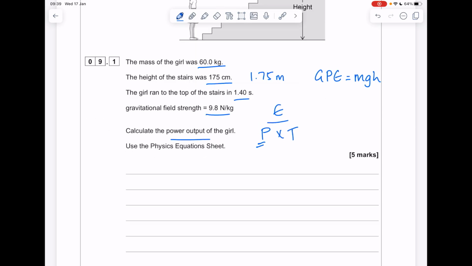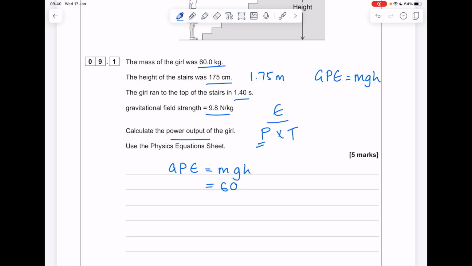So we need to use a combination of two equations in order to calculate the power. First of all, we're going to use gravitational potential energy equals mgh to find the energy, which we can then substitute into this formula triangle. We've been told the time value, so it should be easy enough to find the power. So starting with GPE equals mgh.